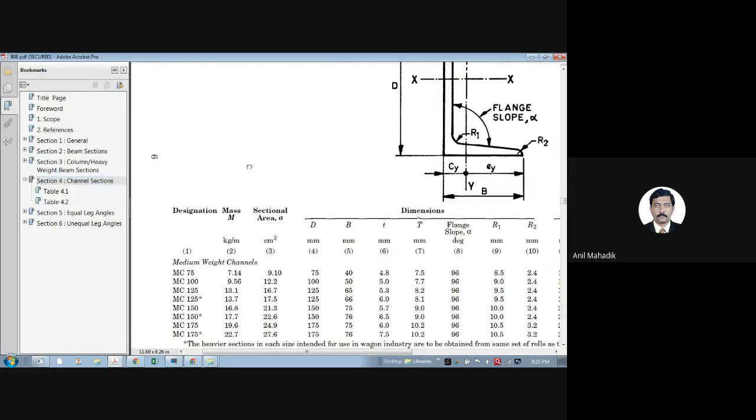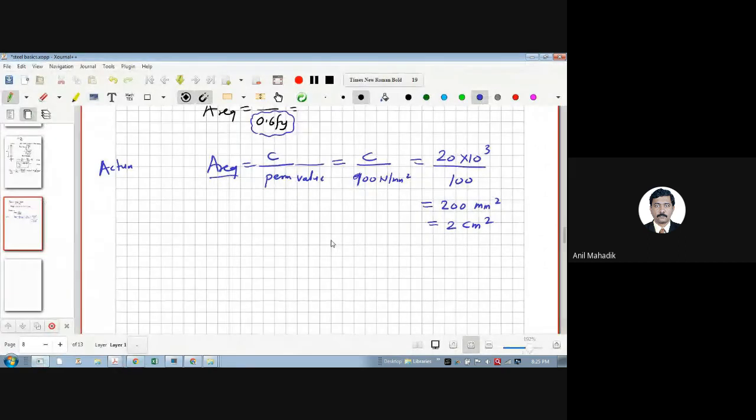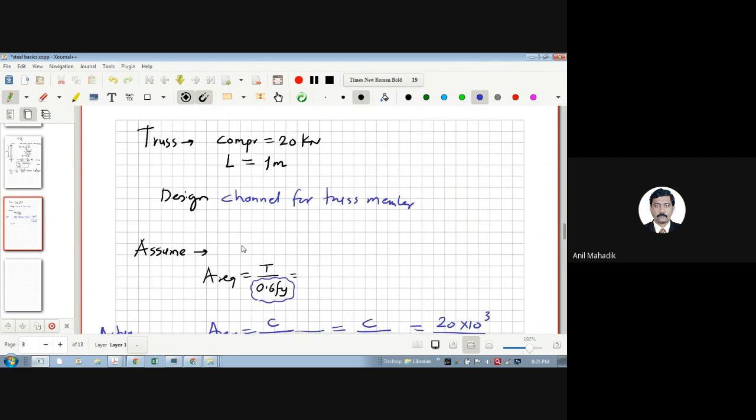So my area should be near 2 cm square for channel. 2 cm square कौन से channel को है? Okay, ये तो बहुत ही कम है, I think so. So our area requirement is very less. So let's take this value 9.1, MC75. Okay. So let's try MC75.